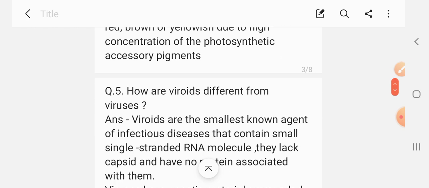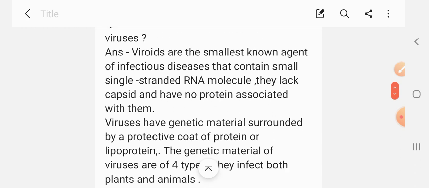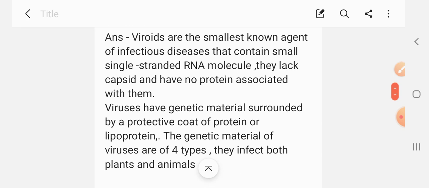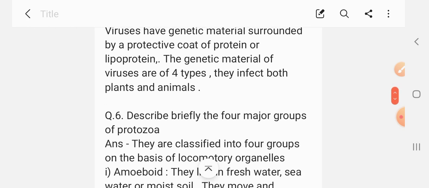Question number 5. How are viroids different from viruses? Answer: Viroids are the smallest known agents of infectious disease that contain a small single-stranded RNA molecule. They lack a capsid and have no protein associated with them. Viruses have genetic material surrounded by a protective coat of protein or lipoprotein. The genetic material of viruses is of four types. They infect both plants and animals.